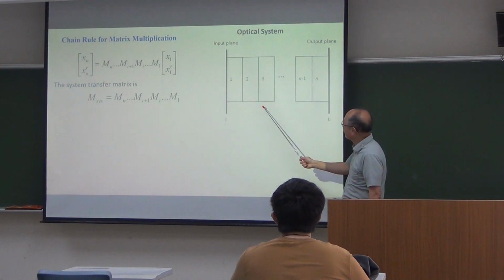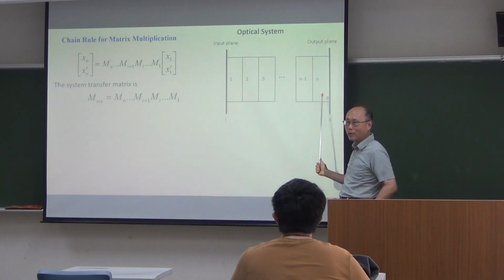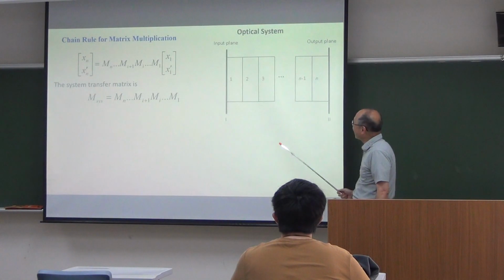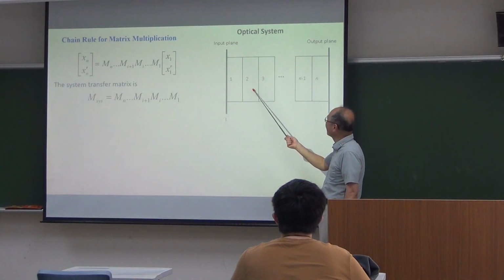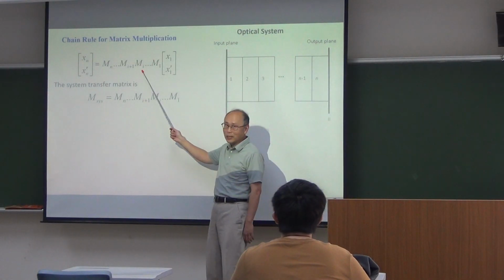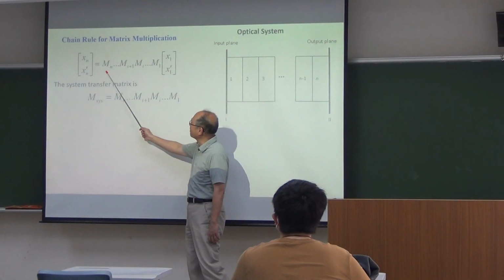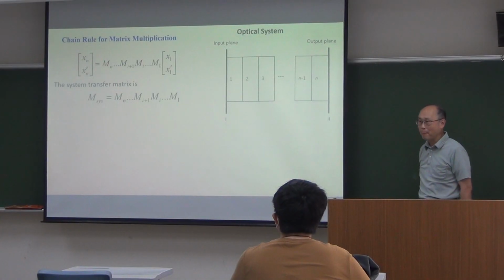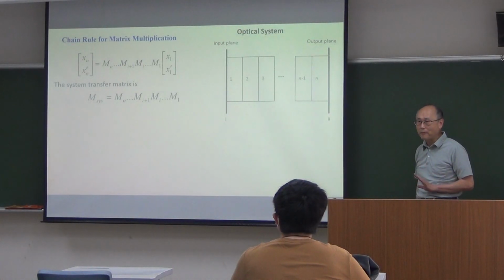And then you identify that you have a few elements between input and output. Then we need to have a way to analyze it. If we can represent the optical elements 1, 2, 3, 4, 5, and so on with some matrix, then the relationship between input and output is going to be the multiplication of those matrices, if this is a linear system. So this is the reason that we talk about ray optics.